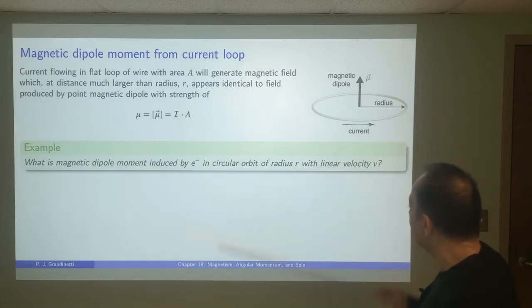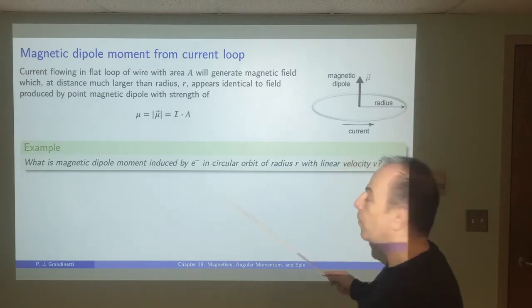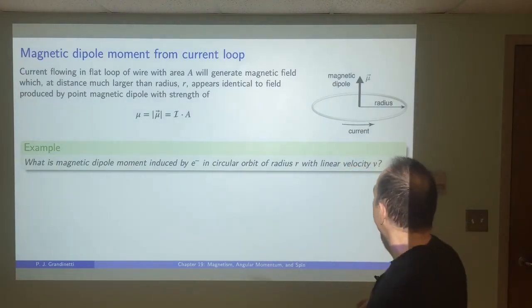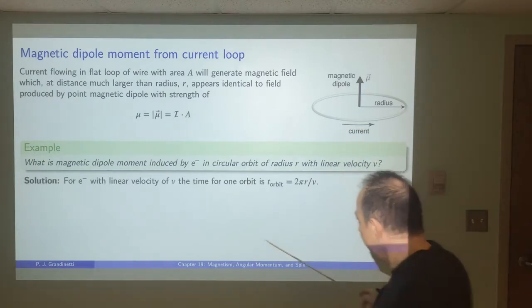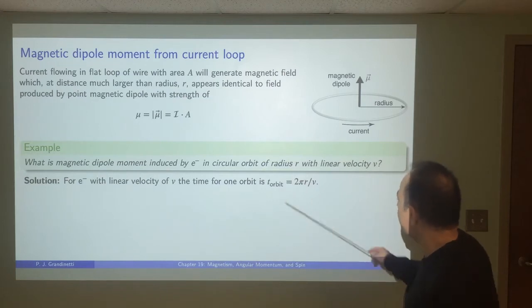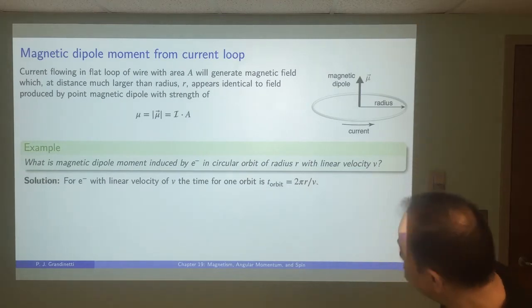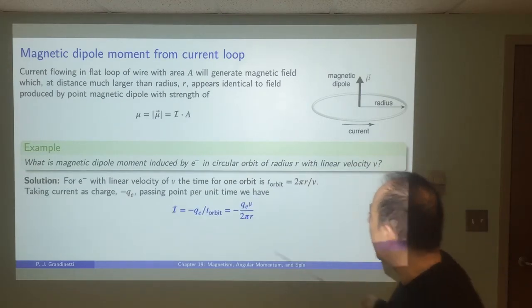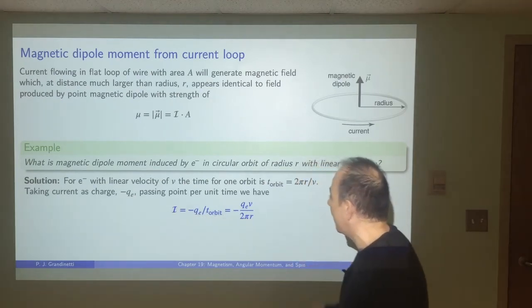And if we have an electron that's moving in a circular orbit, then we can similarly calculate its magnetic dipole moment, the one that's generated by this orbital motion, using this same expression. So we take an electron that's moving in a circular orbit, then the time for it to go around in an orbit is just the circumference, 2 pi r, divided by the linear velocity. And then what we're going to do is get the current, which is just the charge divided by the time.